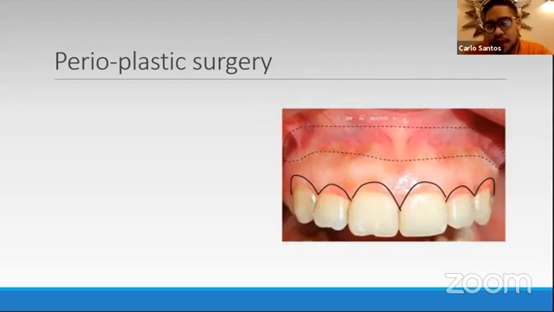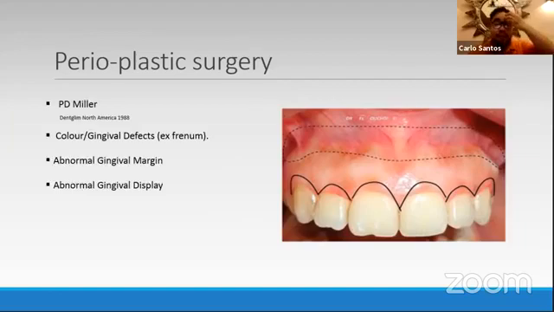We have the attached gingiva, the thick one. This is the thick part of the gingiva, the hard part where we do the reflection of flaps. Above it is your unattached. So these are the two main aspects that we must really take notice of in performing procedures in perioplastic surgery. P.D. Miller, he coined this. He was the one who coined the term perioplastic surgery.